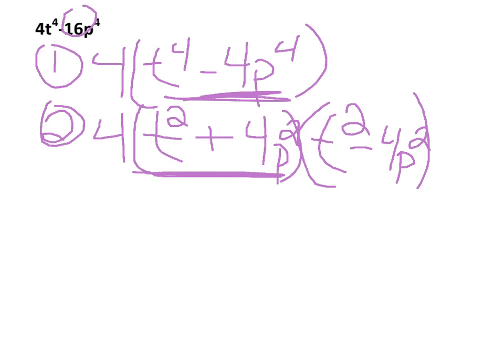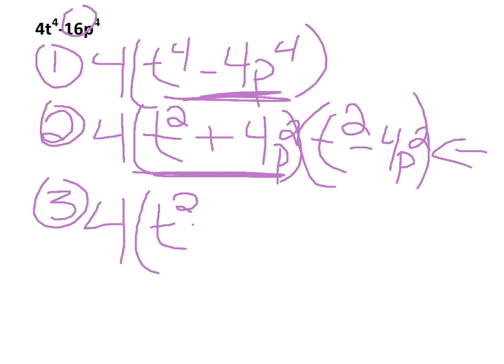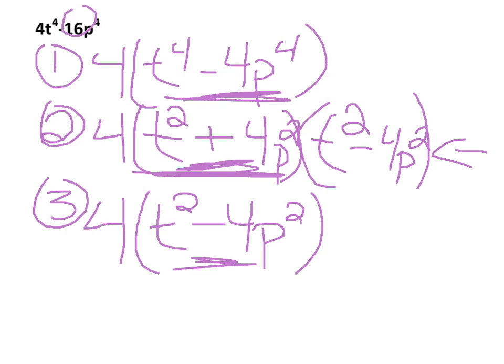This one is completely done now, but this one is also a difference of squares, so you would bring down the 3rd step, remembering to bring your 4 down with you. It would be the t squared minus 4p squared. And then you would do exactly what you did up here with this one down here. So you'd break it apart into 2 parentheses.